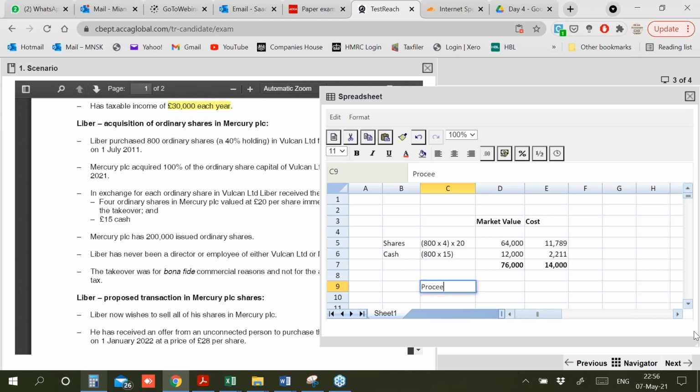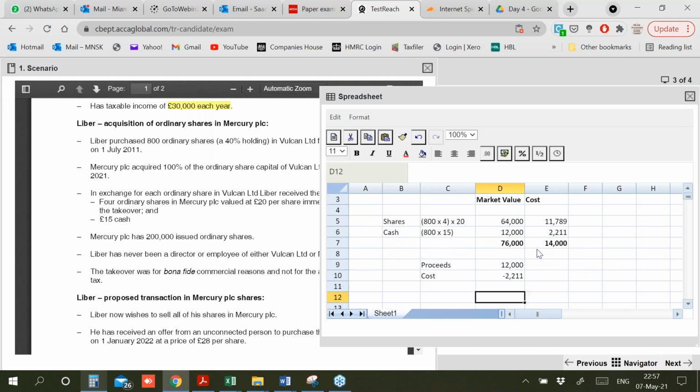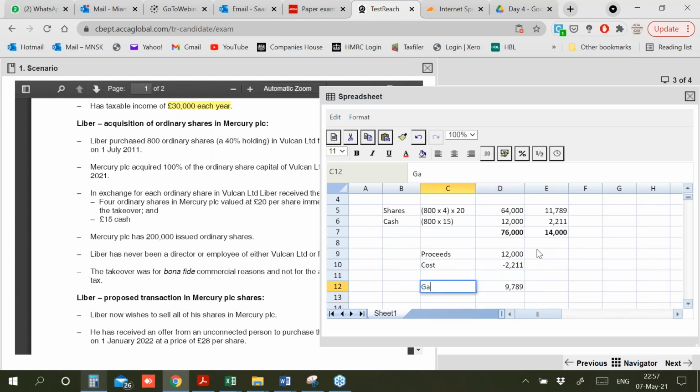So cash proceeds will be the market value of the cash, that is 12,000, less the cost of the cash that we have calculated, that is this, and the gain on the cash is this plus this. This is immediately chargeable, but the gain on shares will not be chargeable till the person sells the shares.